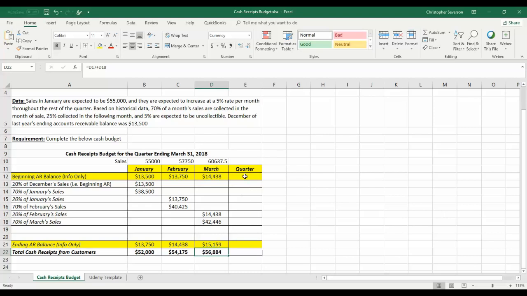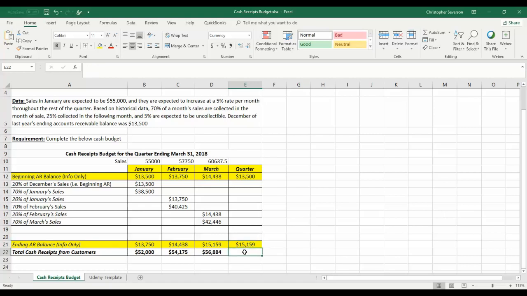Now, when we're talking about the quarter, we're looking at this entire 3-month period. So if we wanted to see a beginning AR balance, it's not the sum of these three. Instead, it's the beginning of the quarter, which is also the beginning of January. So the beginning quarterly balance of AR would be $13,500. The ending quarterly balance would be the end of the quarter, which is the end of March. So that's going to be $15,159, which carries over to the next month, the next quarter.